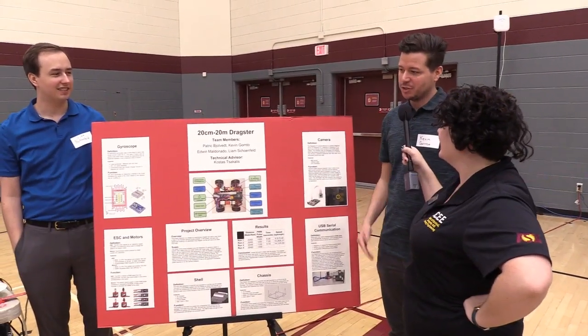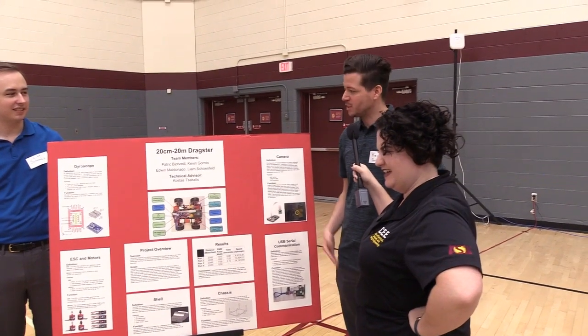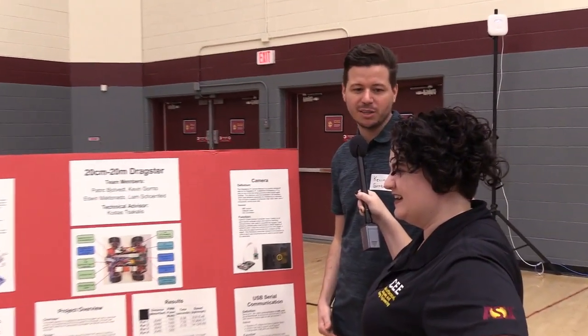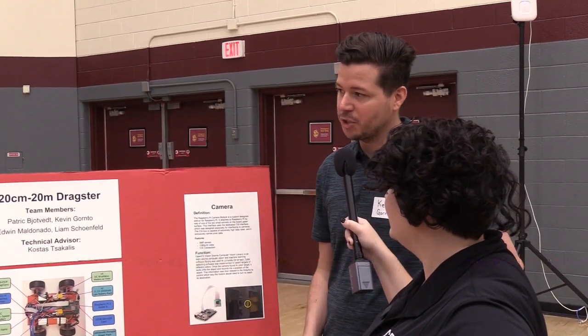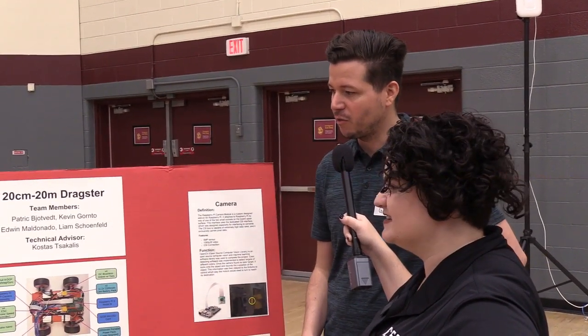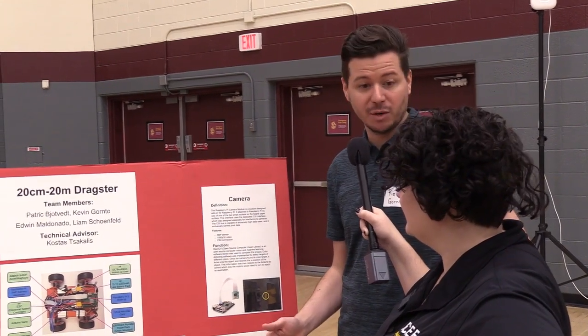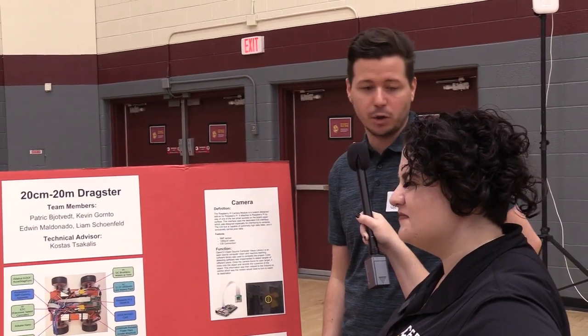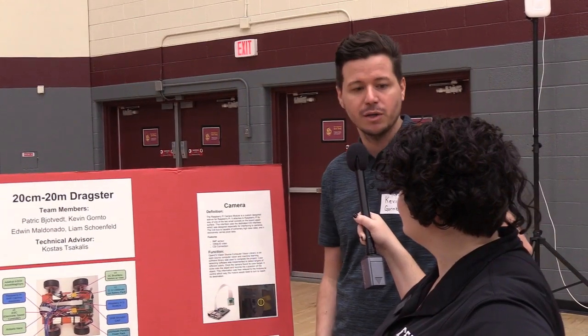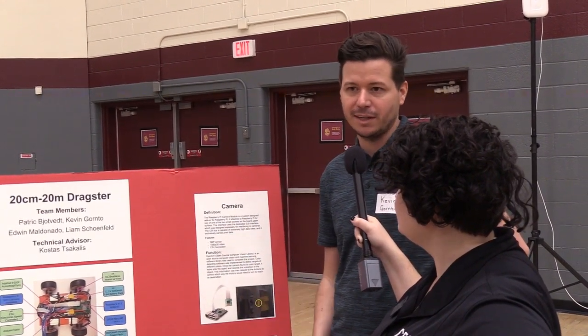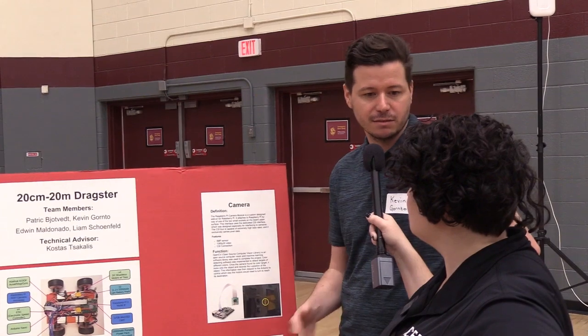It's basically a 20-centimeter-long dragster, and its sole purpose is to go 20 meters as fast as possible. It accomplishes this by utilizing a couple of hardware pieces: a Raspberry Pi, which is running a camera for color detection, and an Arduino, which is running a gyroscope that controls the steering while the camera is not recognizing a specified target.